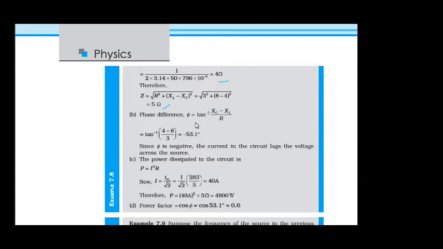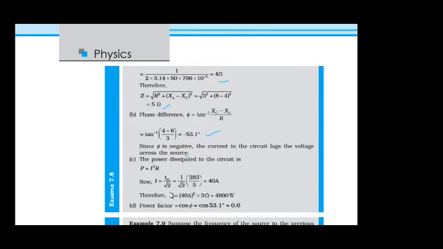The phase difference phi is equal to tan inverse of XC minus XL upon R. Putting the values of XC, XL and R, we get the tan inverse value, and it is minus 53.1 degree. Since phi is negative, the current in the circuit lags the voltage across the source.